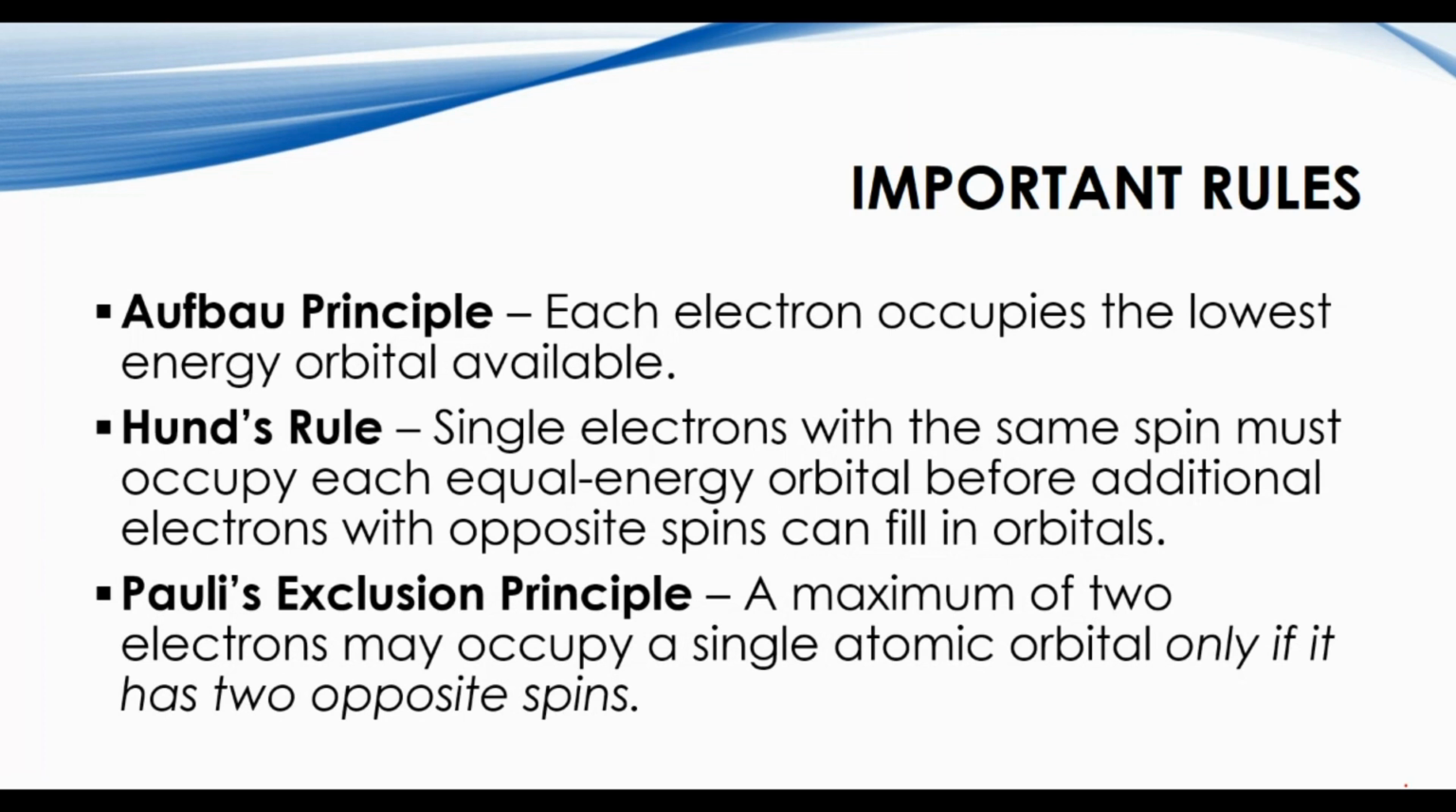Last, we have Pauli's exclusion principle, which states that a maximum of 2 electrons may occupy a single atomic orbital, only if they have 2 opposite spins. So Pauli basically just said there's a maximum of 2 that can go in each of the orbitals.